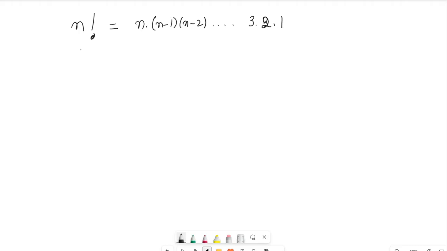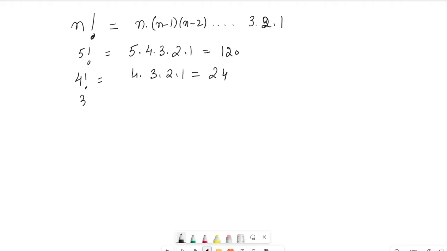An example of this would be if I have to calculate, say, 5 factorial, that would be 5 times 4 times 3 times 2 times 1. 5 times 4 is 20, times 6 is 120. For example, 4 factorial is 4 times 3 times 2 times 1. That's 24. 3 factorial is 3 times 2 times 1. That is 6. 2 factorial is 2 times 1, that is 2.